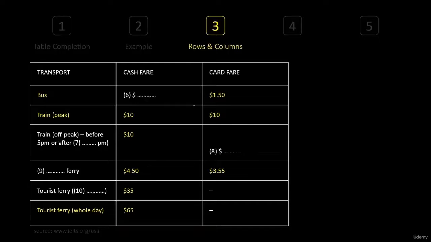Yes, let me show you an example. Bus for card fare will be 150. For train peak will be 10 for both. For train off peak, it will be 10. It's the cash fare. You can see what provides us information is the column and the row. When you coincide these, you come here. This is the cash fare for the train which is off peak. The blank, the commuter ferry, have we seen the answer, will have 450. So rows and columns are important.